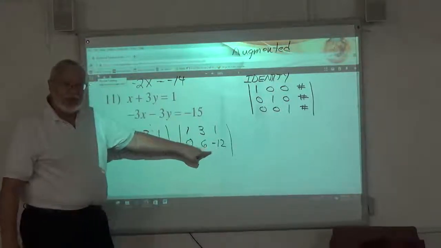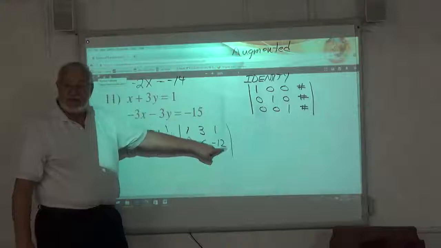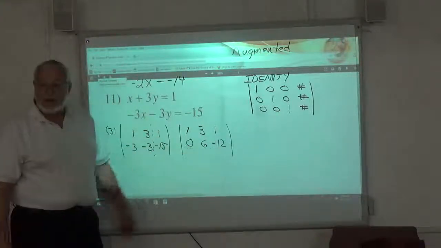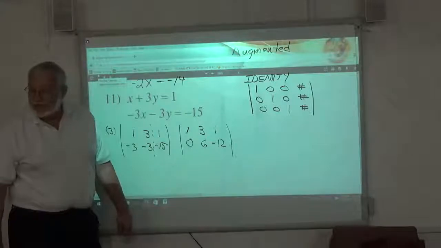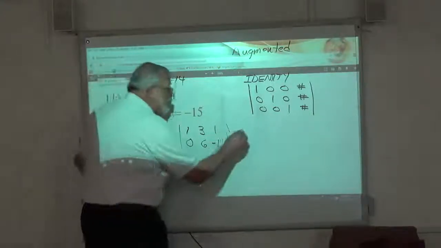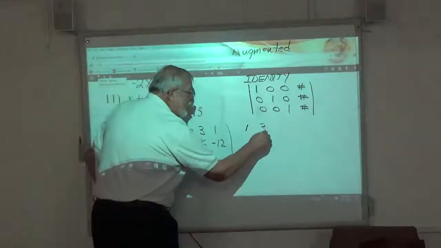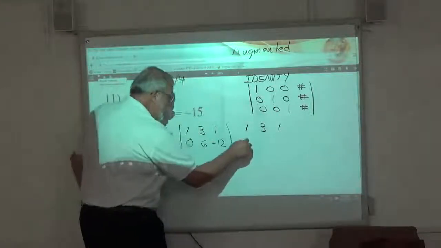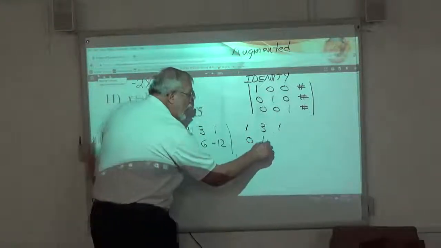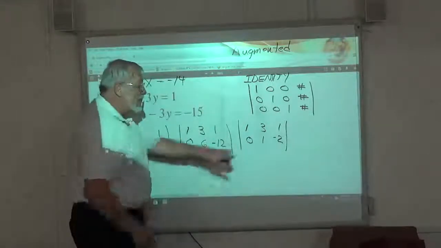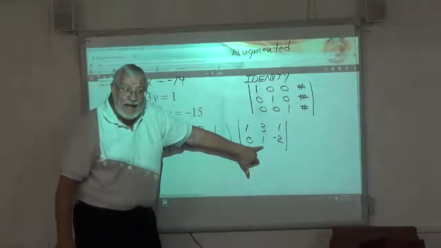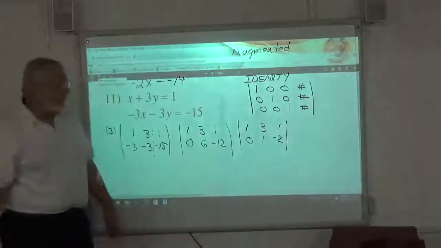What times table are they both in? 6. So if I divide this second row by 6, I'm going to have 1 and negative 2. Right? So that means I have 1, 3, 1, and then I have 0, 1, and negative 2. Now what does this mean? It means y equals negative 2.